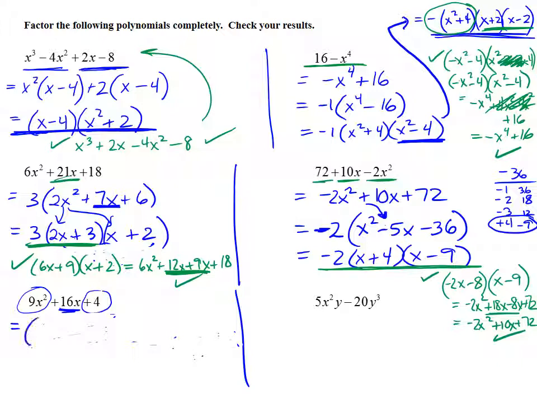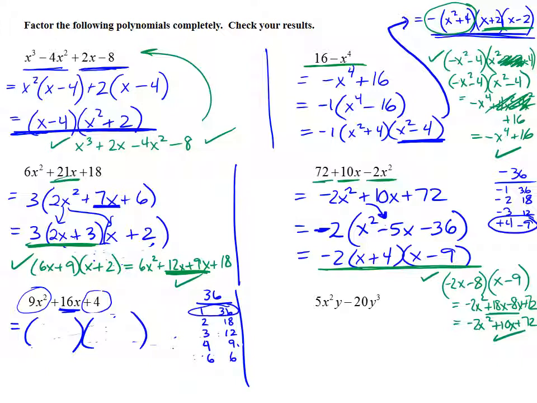So I know I'm going to have the product of two binomials, so I set up my parentheses. 9 times 4 is 36. That's the AC part. Factor 36 to see if I can get 16. So 1 and 36, 2 and 18, 3 and 12, 4 and 9, 6 and 6. Now what I want is something that adds up to 16.